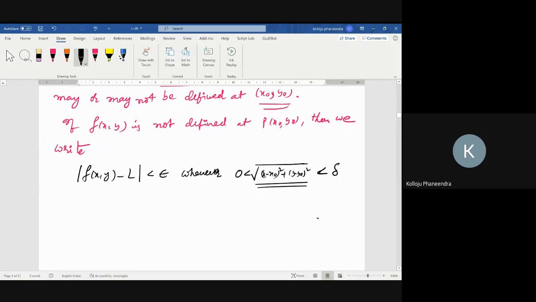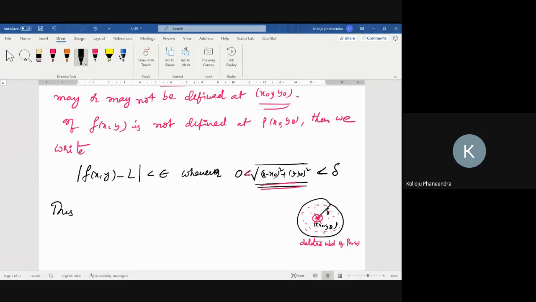Deleted neighborhood of point P means this point P, x naught, y naught is there, right? And with respect to the radius, I have drawn this. If I omit this P, if this P is not included in this neighborhood of point P, then that is called a deleted neighborhood of P. Then you put this value greater than 0 and less than delta, which means this point is not included. Okay, only this is the change when the function is not defined.